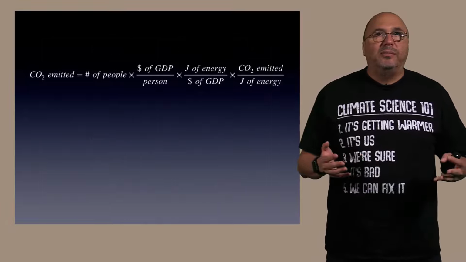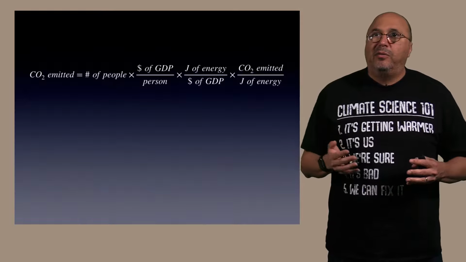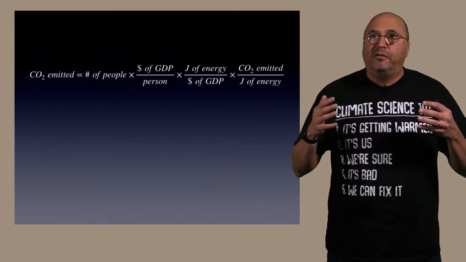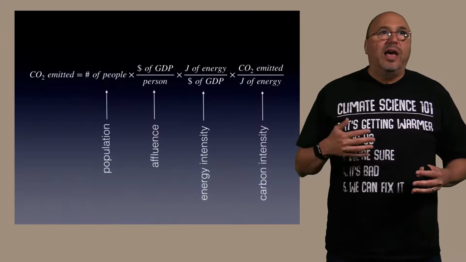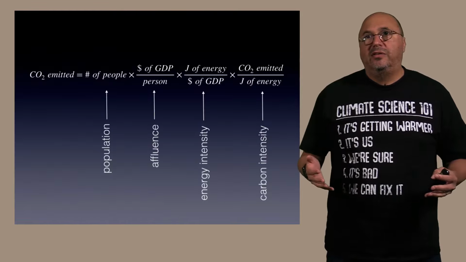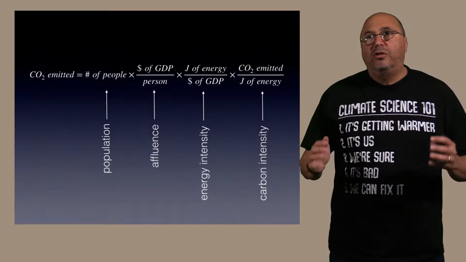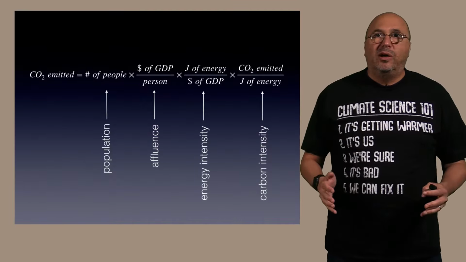Putting this together, we can use the IPAT relation to write emissions as a product of four terms: population, affluence, energy intensity, and carbon intensity. Again, make sure you know these terms and the units on each one.